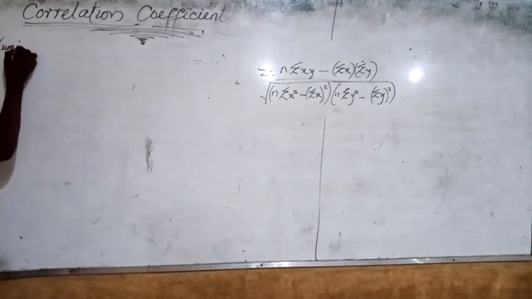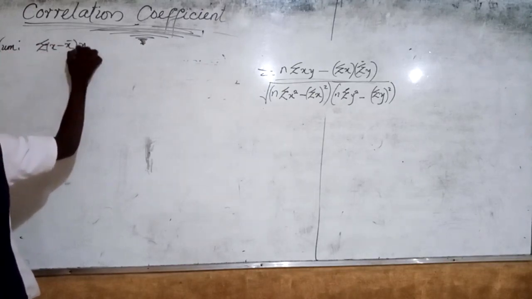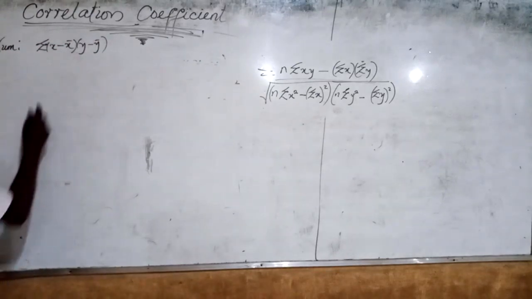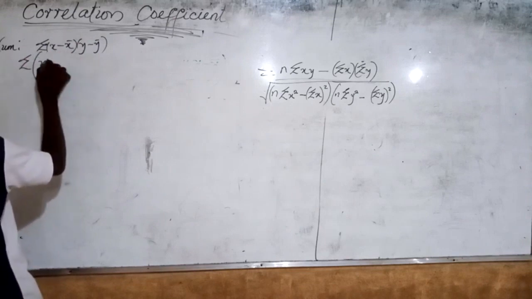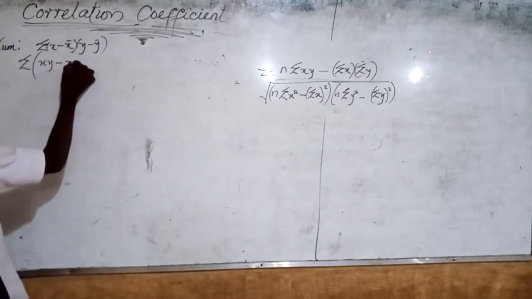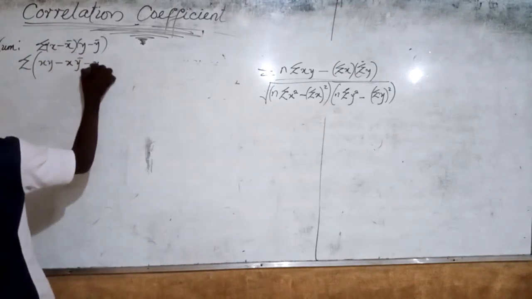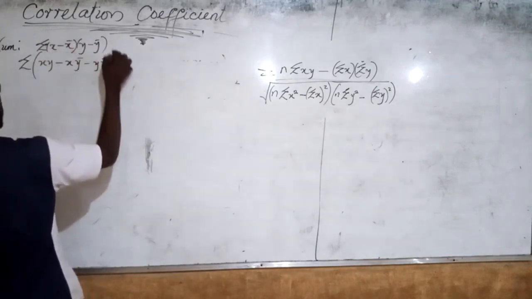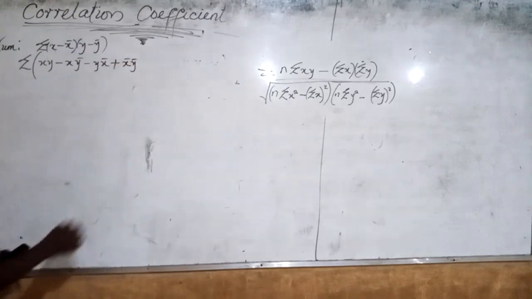The numerator, abbreviated as num here, is summation of (x minus x bar)(y minus y bar), the covariance of x and y. So what do we do here? Let's expand this. We have summation outside the bracket. Y times this, we have summation xy. Y times this becomes minus x y bar. Then x bar times this becomes minus y x bar, and minus times minus gives plus, so x bar times y bar gives x bar y bar.